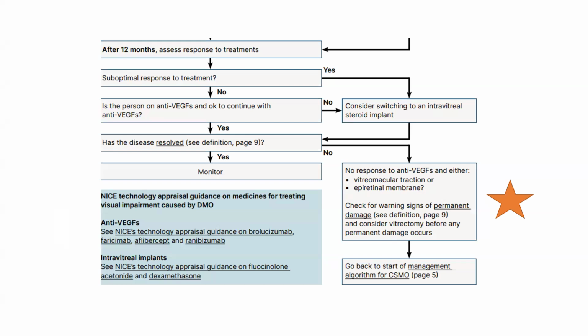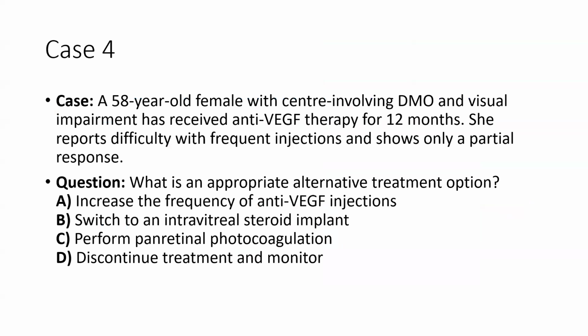So again, we can clearly see here if the patient has a poor response to anti-VEGF, and if the patient has warning signs of permanent damage as was defined, or if the patient has either vitreomacular traction or epiretinal membrane developing, then all these are scenarios for considering vitrectomy. We'll now try to see what the role of intravitreal steroid implants like fluocinolone acetonide and dexamethasone is in the next case coming ahead.